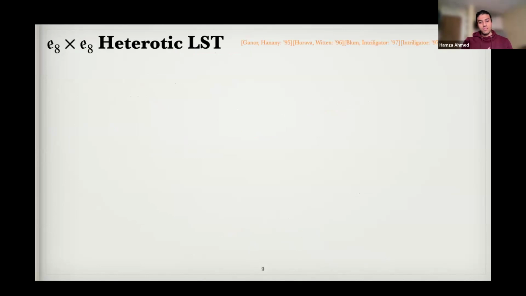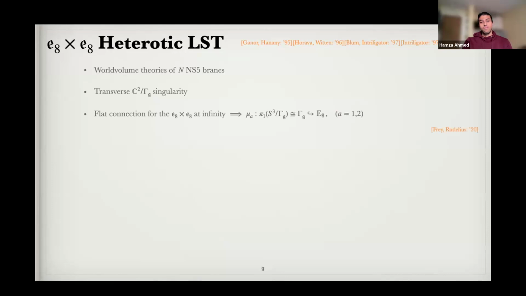So these arise in heterotic string theory as the world volume theories of NS5 branes with some singularity G and some choice of flat connection for the E8 symmetry at infinity. From the point of view of the world volume theory, this flat connection just tells you what the flavor symmetry of your heterotic LST is. So in particular, if you take a trivial flat connection, you just get the E8 times E8 flavor. And I'll label this theory by the symbol here.